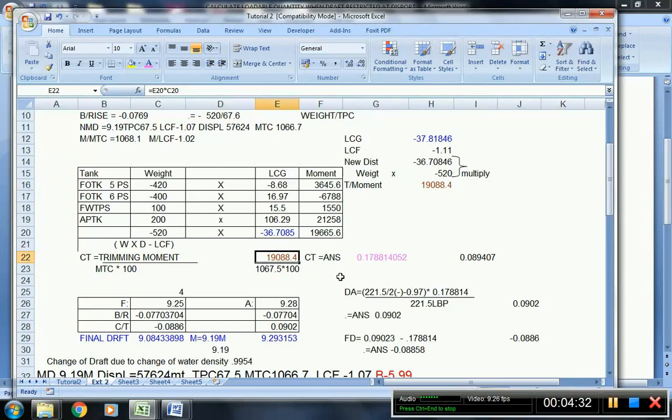19,088.4. So by finding the change of trim, or the trim cost, trimming moment corrected with the LCF divided by MTC times 100. So now this is the formula. Okay, this is the answer, right? This is the change of trim, 0.1788. This is positive, so the direction of trim is going aft.